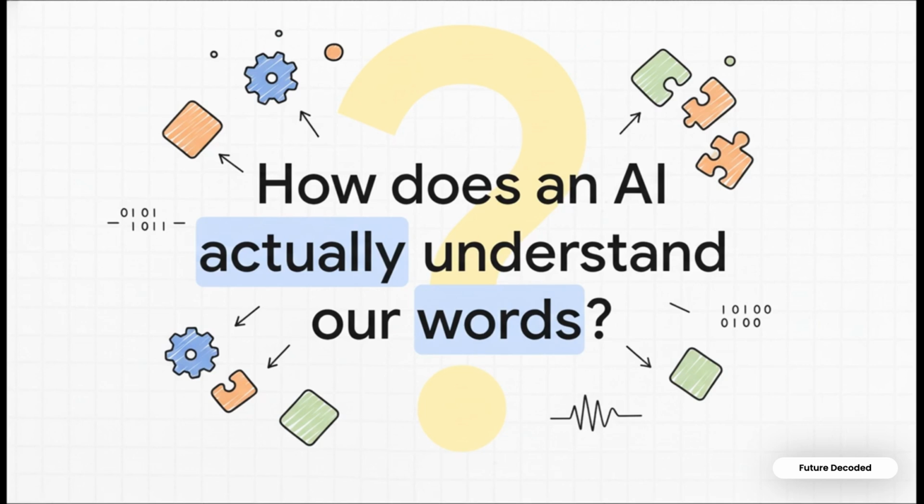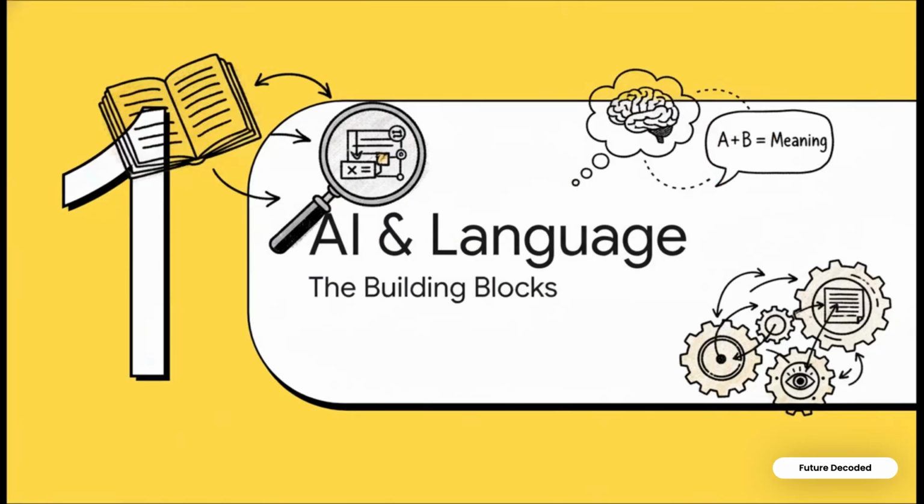How does an AI go from just a bunch of letters on a screen to actually understanding what we mean? It's a really fascinating process, and it all starts with breaking our language down into pieces a computer can actually work with. All right, this first group of concepts, you can think of them as the absolute foundation. They explain how a machine learns to read, interpret, and, most importantly, find the meaning in our words.